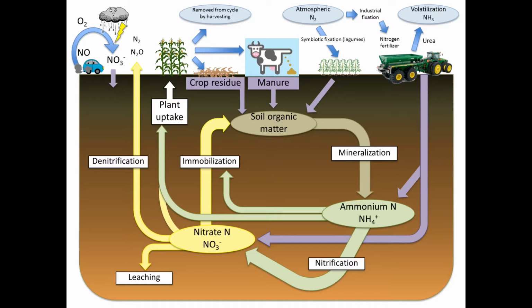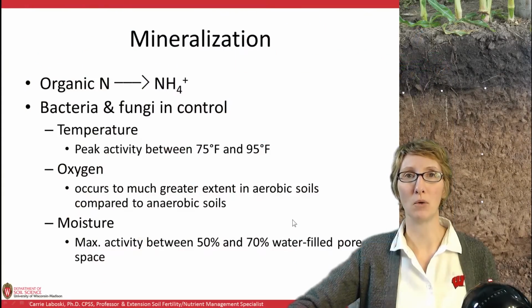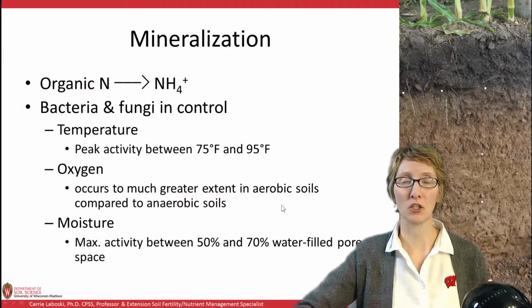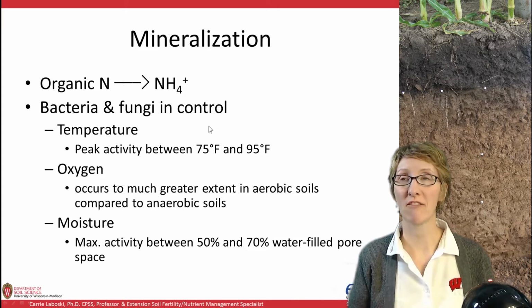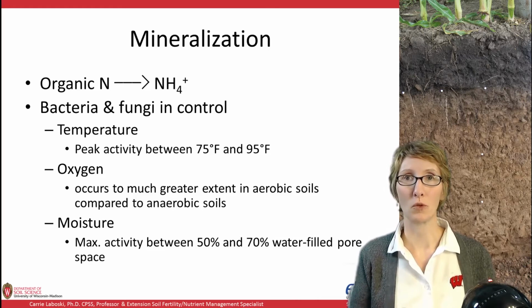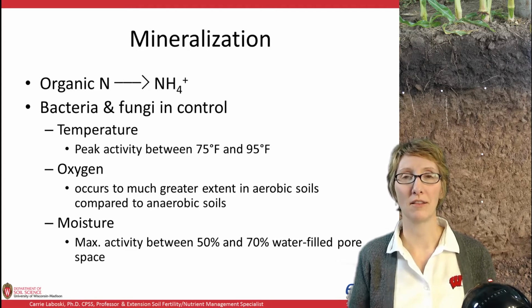Now, back to our diagram here. So we talked about organic matter mineralization, and let's get into more details of this process, the conversion from organic matter to ammonium. And that's called mineralization, okay? And again, it's organic N to ammonium. Soil bacteria and fungi are what control this process. They make that happen. And when we're talking about living organisms as the functional part here that are controlling that mechanism, they have to have conditions under which they like to operate.